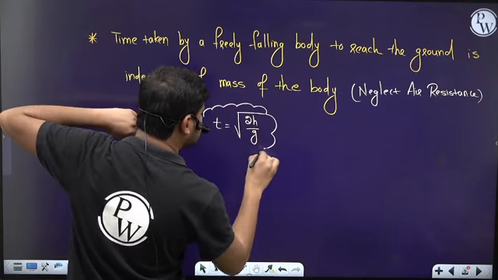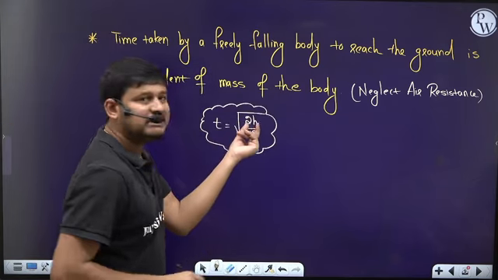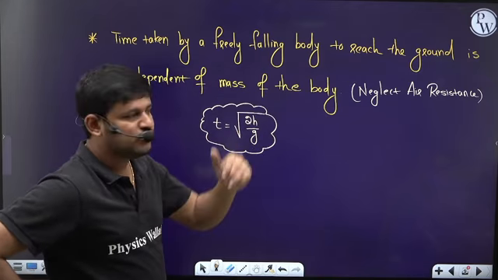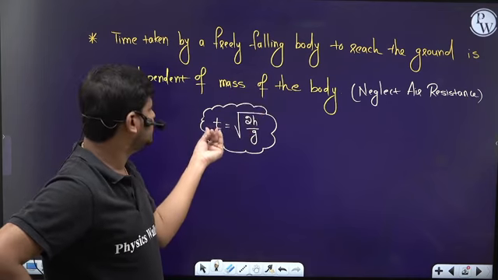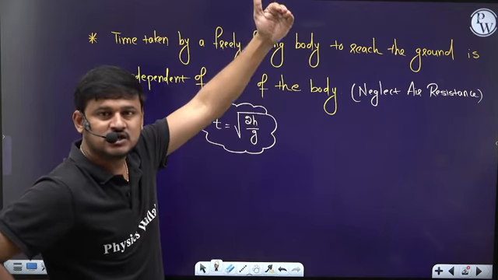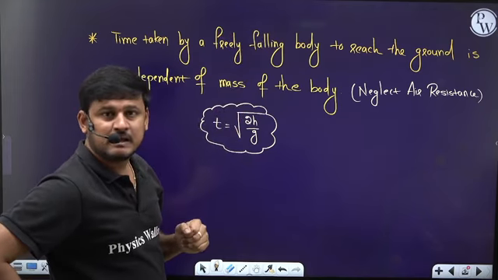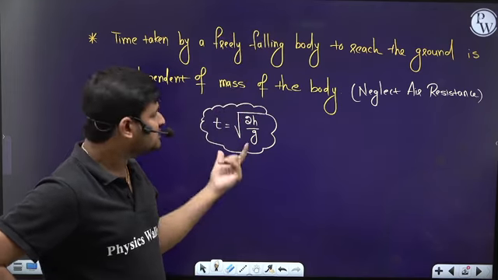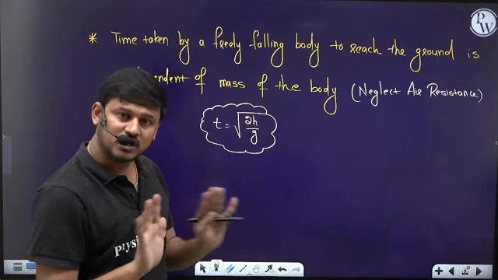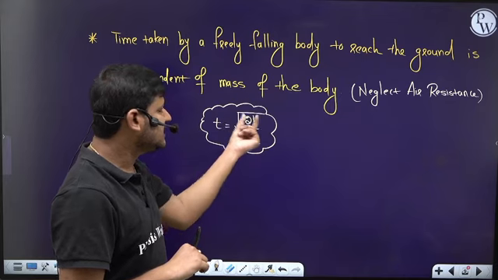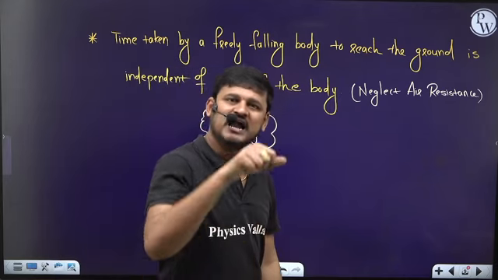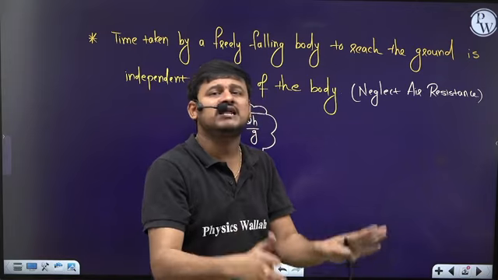So it just depends on from how much height you are dropping a body. Depending on that, the time will vary. If you are dropping from some 10 meters, you get some time. If you are dropping from more height, 20 meters, then the time will be something else. But it does not depend on the mass of the body. If you drop a 10 kg stone or 20 kg stone, whatever, from some 10 meters, let's suppose you are dropping a 1 kg body and a 2 kg body, they both will take the same time.